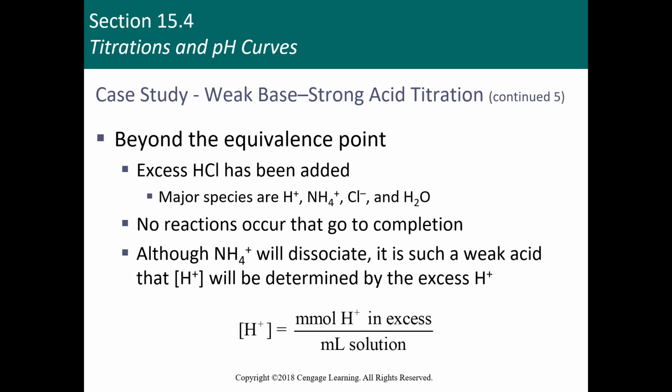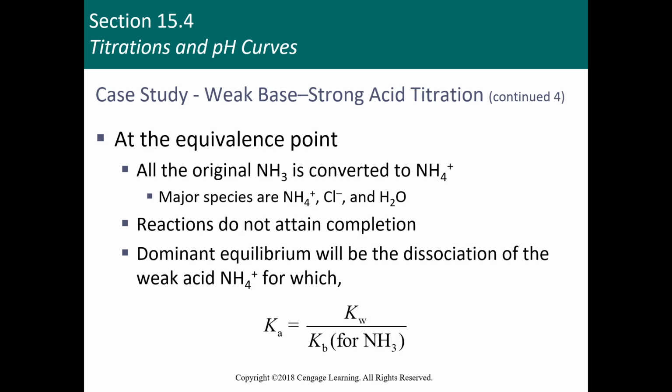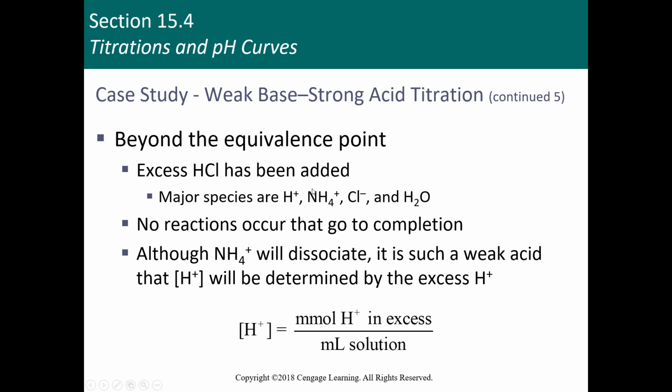Once we went beyond the equivalence point, well, that's just going to be straight up excess HCl. You will have used up all of your NH3. So the major species are going to be the H+, Cl- from the HCl, the NH4+ that you're making more and more of, that you've made a bunch of, right? And that was the major species at the equivalence point. And so now you're just adding more acid on top of that acid. And the water.